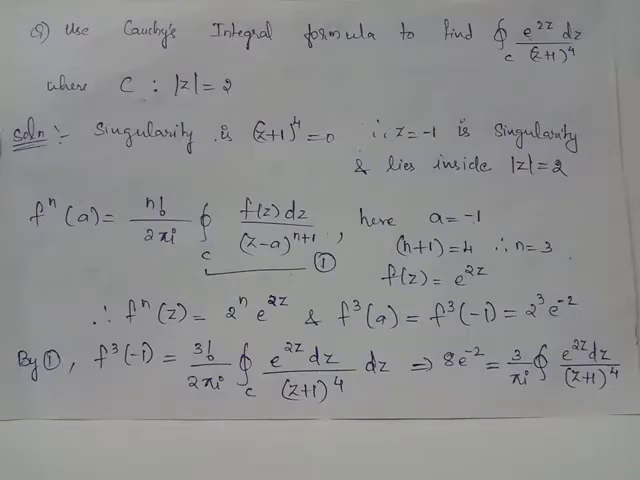Use Cauchy's integral formula to find the integral over C of e raised to z dz upon (z plus 1) the whole raised to 4, where C is the circle modulus of z equals 2. To obtain the singularity, we equate the denominator to 0.